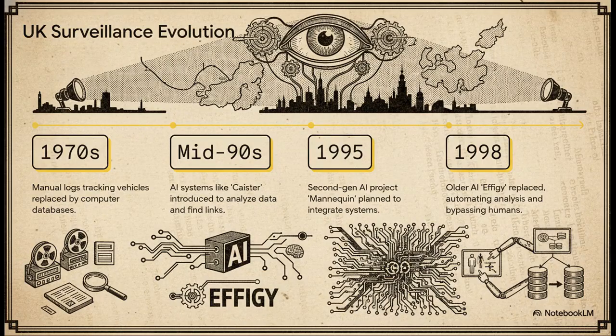A really stark example of this happened during the Troubles in Northern Ireland. British intelligence built one of the most comprehensive surveillance systems in the world. It started out simple, just databases to track cars, but it quickly morphed into a whole network of AI systems. Machines with names like Castor and Mannequin could automatically sift through data and find connections between people, completely bypassing human analysts. They were building a digital panopticon over an entire population.